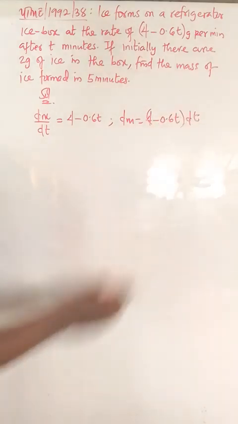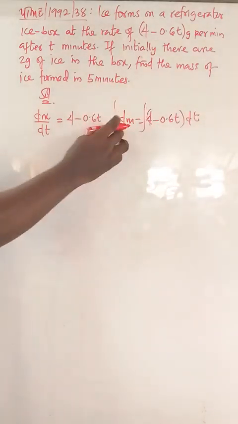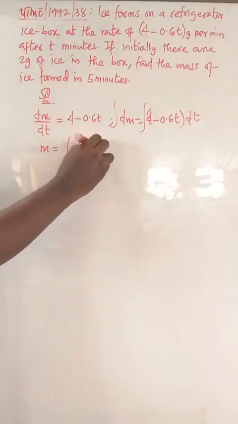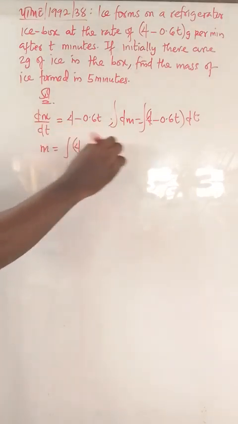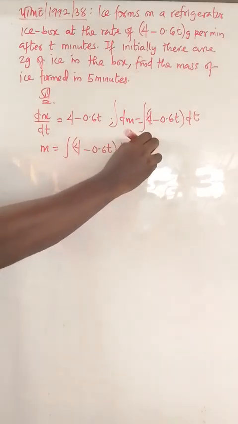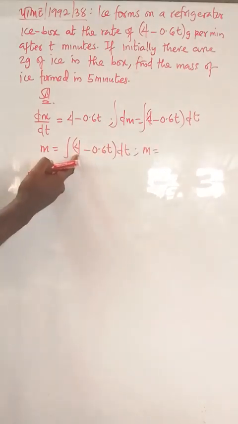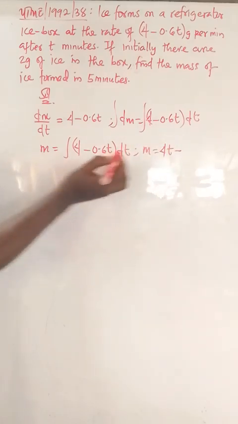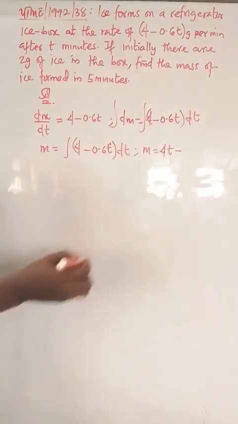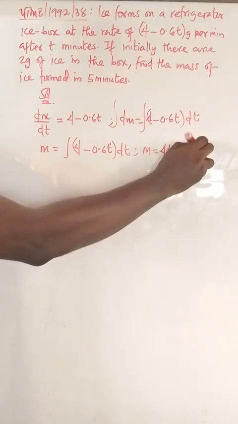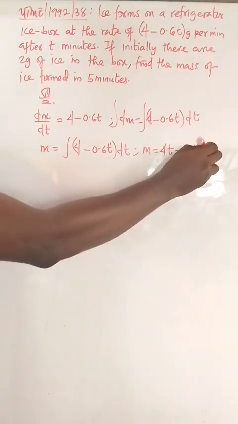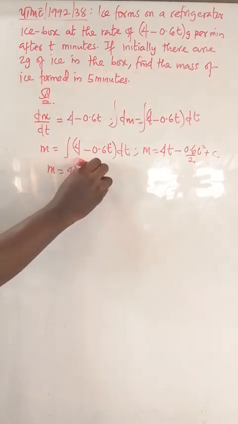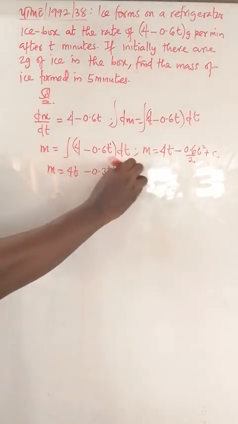So from here, it means dm/dt equals 4 minus 0.60t. Let's integrate. If you integrate dm, you get m. So the mass becomes the integral of 4 minus 0.60t dt. From here, m becomes, if you integrate a constant, it becomes what? 4t, in this case. Minus, there's an invisible 1 here, 1 plus 1, 2. That is 0.6t squared over 2, then plus what? c. So it means the mass equals 4t minus 0.3t squared plus c.